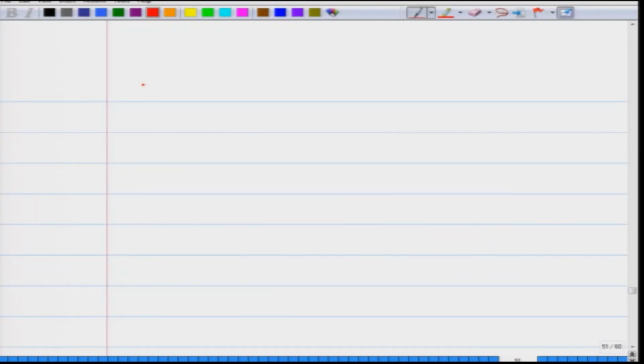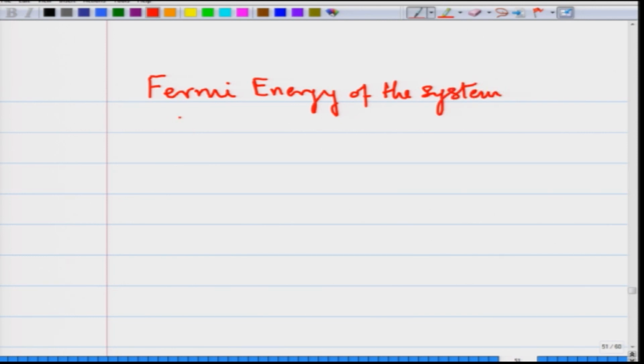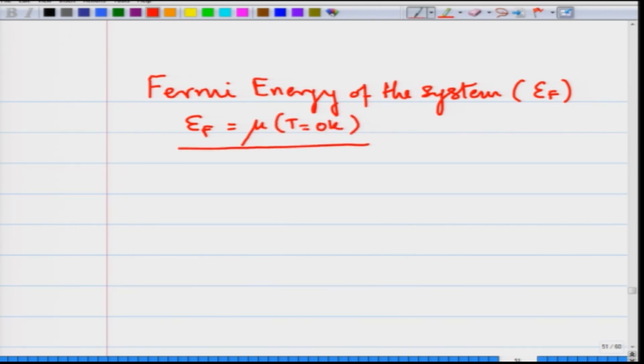Now, we define an important term, which is the Fermi energy of the system. It is denoted by EF. EF is equal to the chemical potential of the system at T equal to 0 Kelvin.